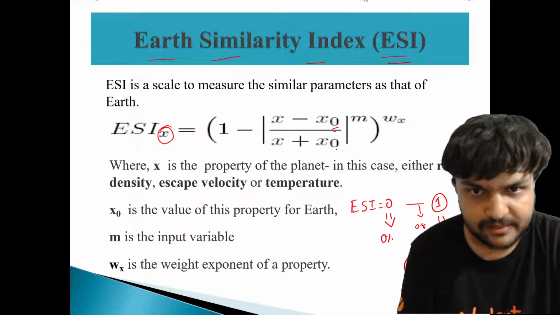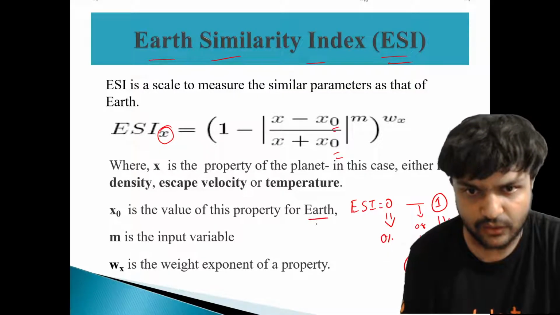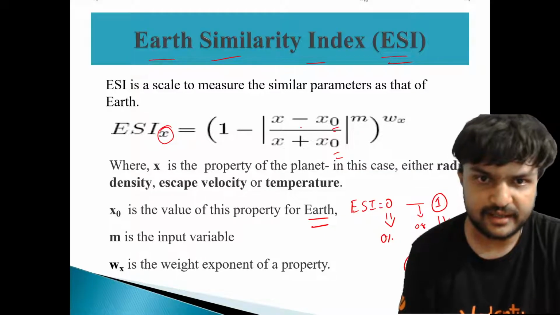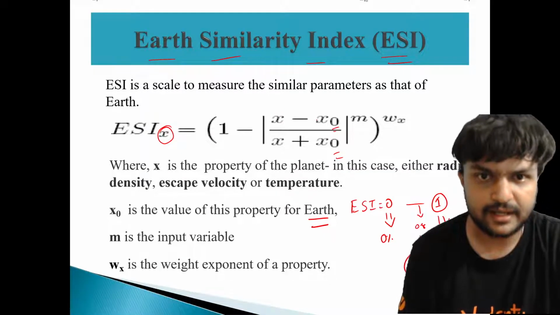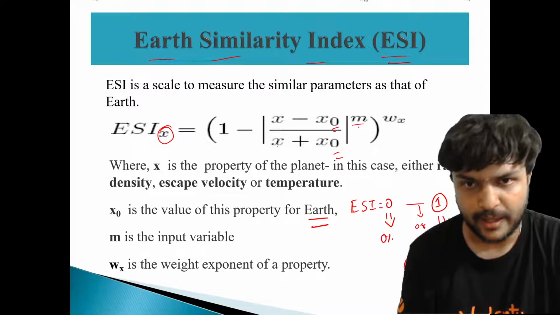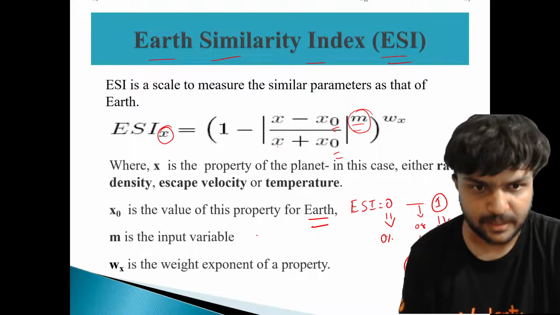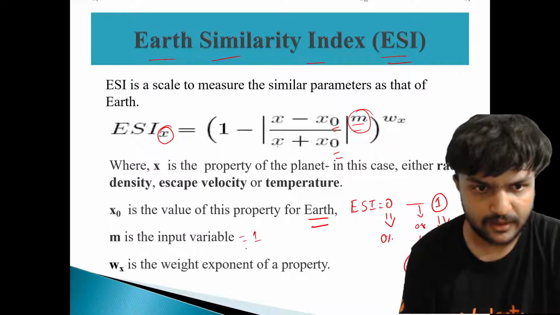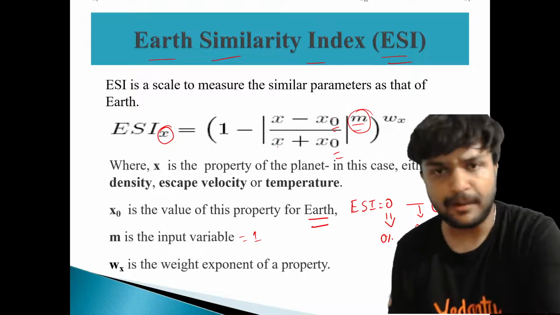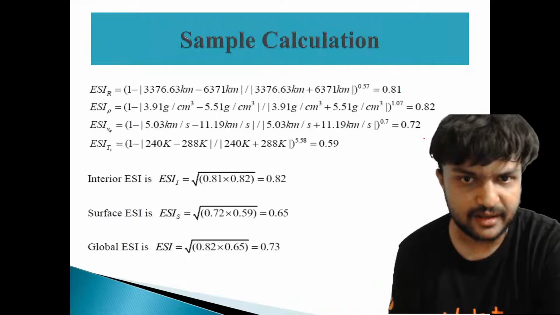This naught is basically the reference value for Earth, whatever the reference radius of Earth you are taking. So whatever the radius of the exoplanet minus the radius of Earth. Similarly you do this, and m, for our calculation purpose, we can put it as 1. And the weight exponent will be based on the parameters that will be given in your examination questions.